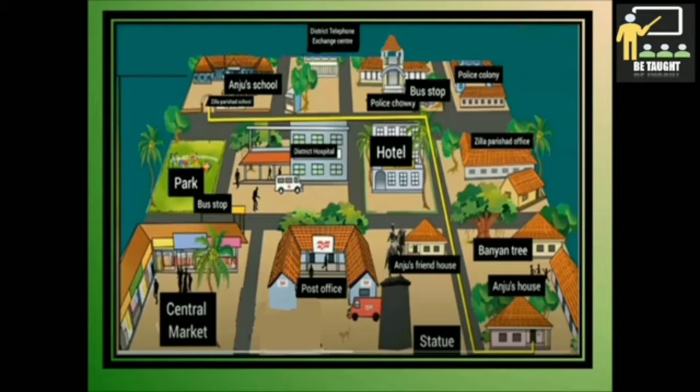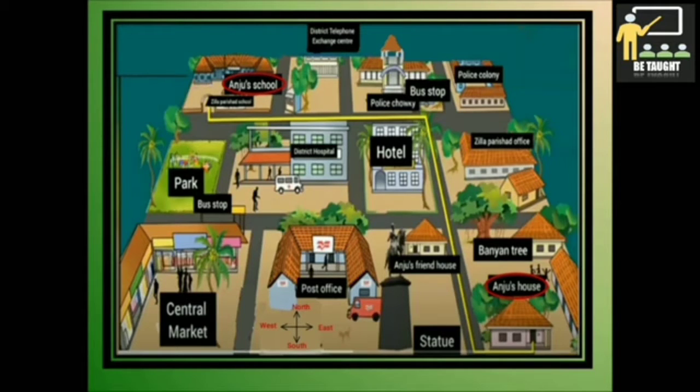Find Anju's house in the picture. But before that, first we have to mark the compass rose, that is the four main directions. So here is Anju's house. Find her school in the picture. Yes, this is Anju's school.